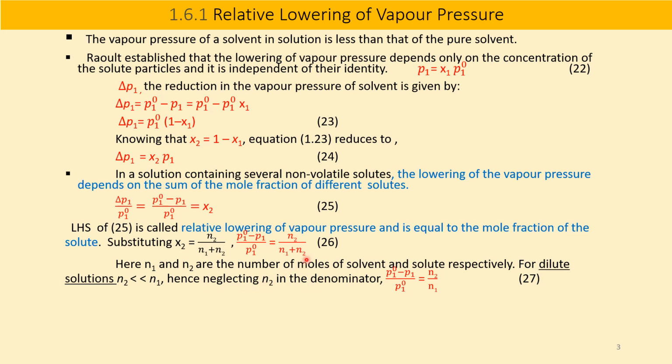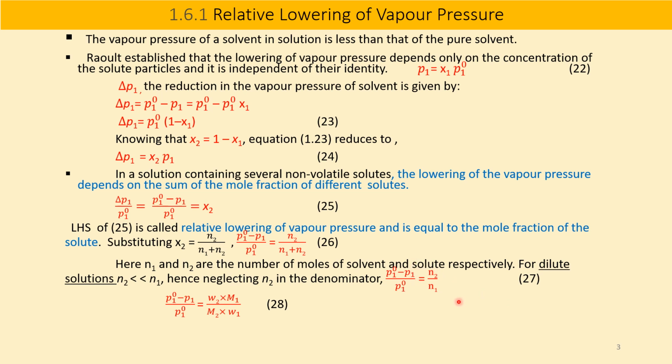For dilute solutions, N2 is far less than N1, or N1 is far greater than N2. Hence, we can neglect the value of N2 in the case of dilute solutions. Hence, equation 26 becomes (P1 naught minus P1) divided by P1 naught = N2 by N1 in the case of dilute solutions. Let it be equation 27.